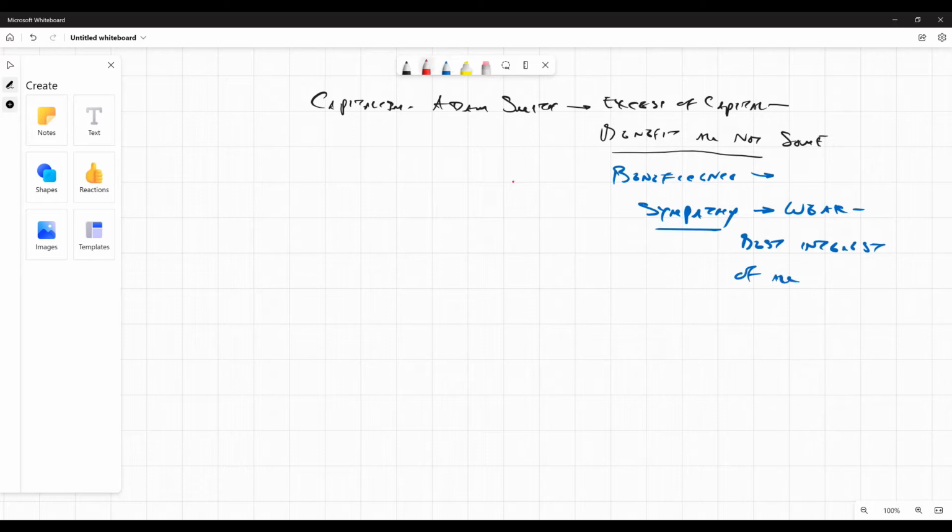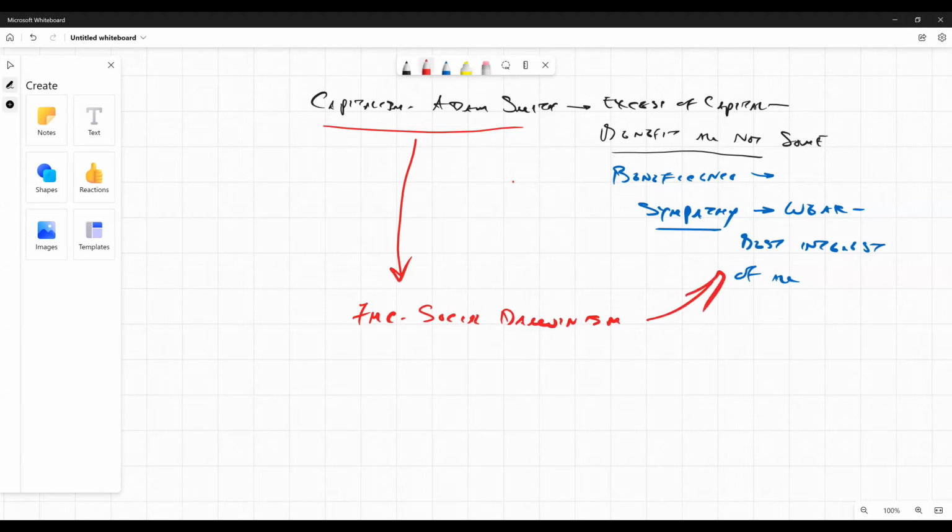When we move from capitalism, as outlined by Adam Smith, to free market capitalism and its inculcation of the theory of social Darwinism, there is no room for sympathy. There is no room for the common good.